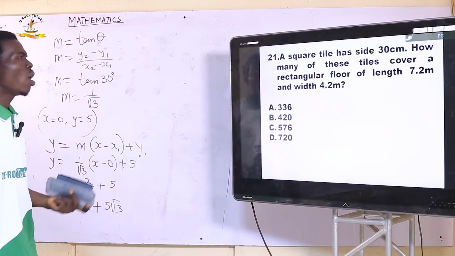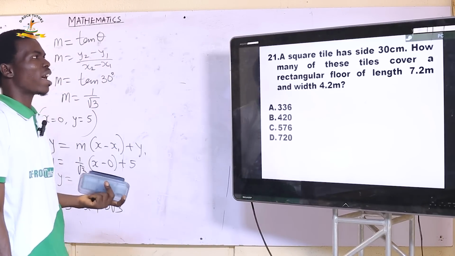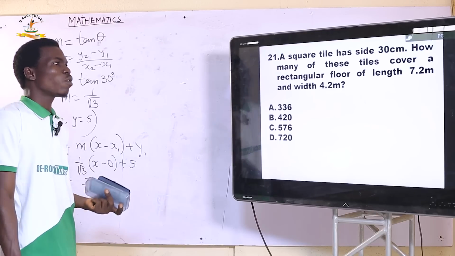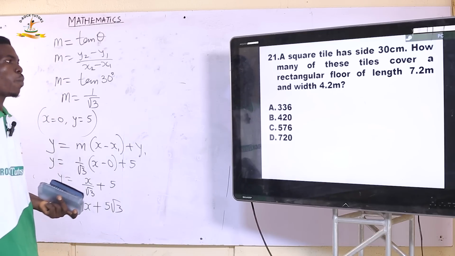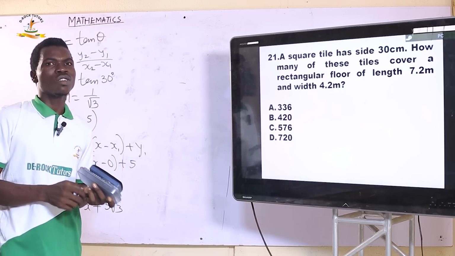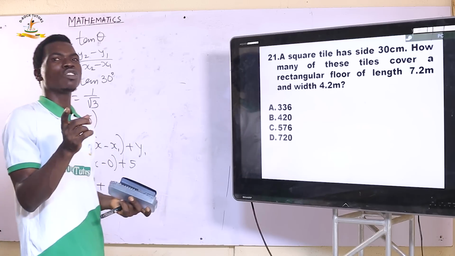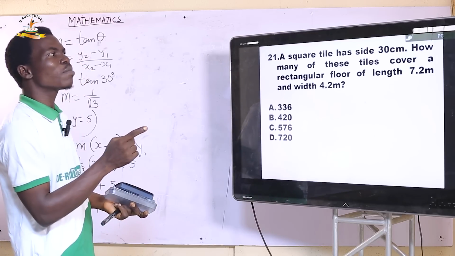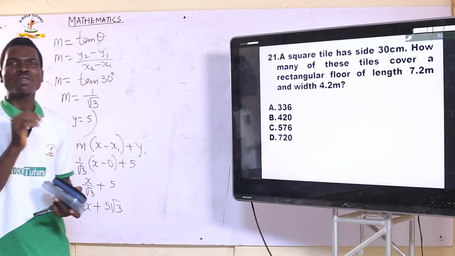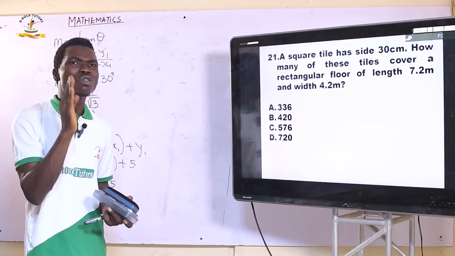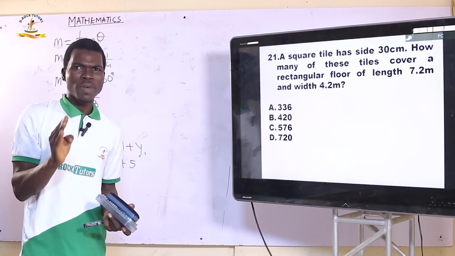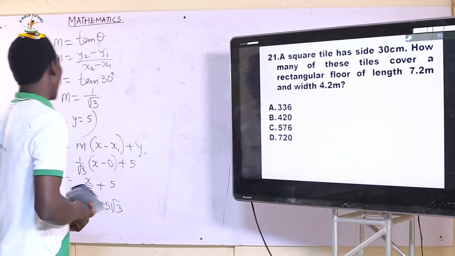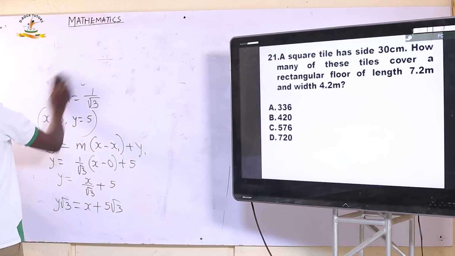Next. Alright, question 21. A square tile has side 30 centimeter. How many of these tiles cover a rectangular floor of length 7.2 meter and width 4.2 meter? And you ask yourself, there is a little issue which you have to sort out from this problem. And the issue is that you're given a centimeter and you are given a meter. So you have to use either centimeter or meter. However, I would prefer I convert all my centimeter to meter. And let's do justice to the question again.